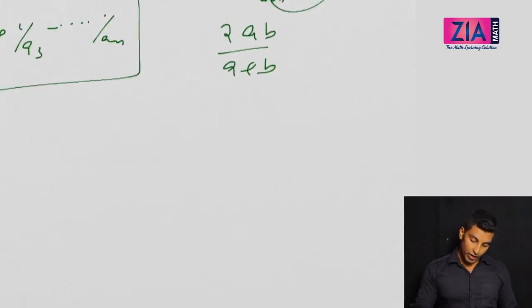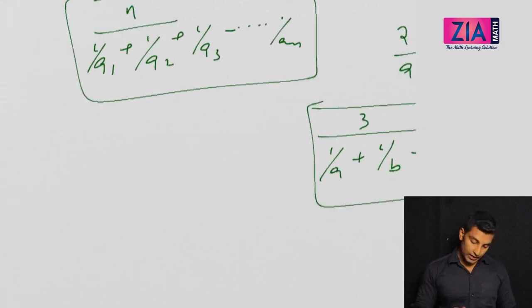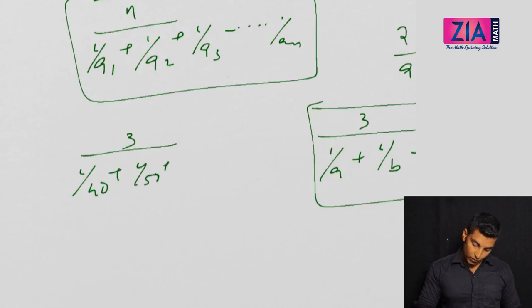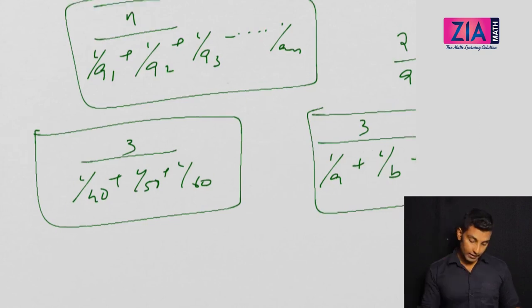When 3 are there, what you need to do is 3 divided by 1 by A plus 1 by B plus 1 by C. So here in this case, 3 divided by 1 by 40 plus 1 by 50 plus 1 by 60. This calculation you need to do if you need to get the average speed in this question.